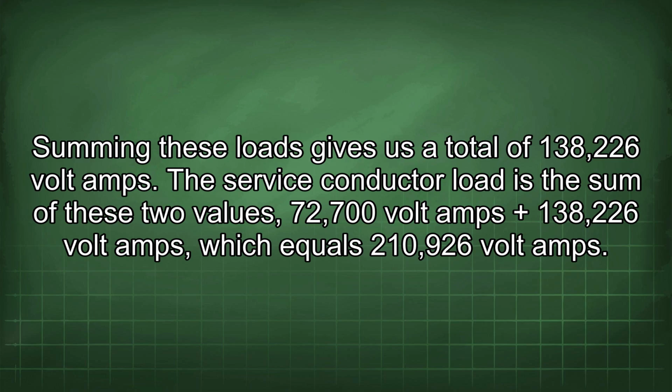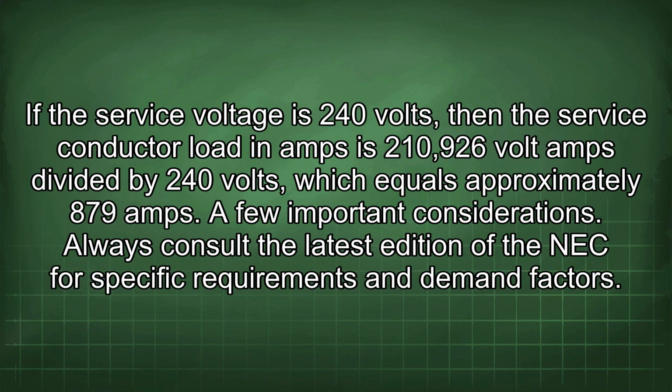The service conductor load is the sum of these two values, 72,700 volt amps plus 138,226 volt amps, which equals 210,926 volt amps. If the service voltage is 240 volts, then the service conductor load in amps is 210,926 volt amps divided by 240 volts, which equals approximately 879 amps.